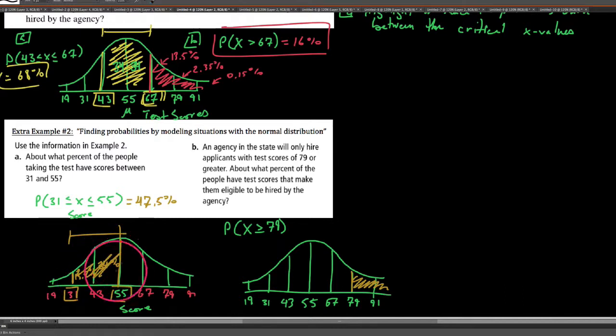I didn't shade over here because I was writing in the values, but shading this portion in over here, we would see that we have this right here, 2.35%, plus the other out here on the edge. Everything to the right of that is only the leftover 0.15%. So adding those together, you can see that we get a 2.5% likelihood that this happens here.